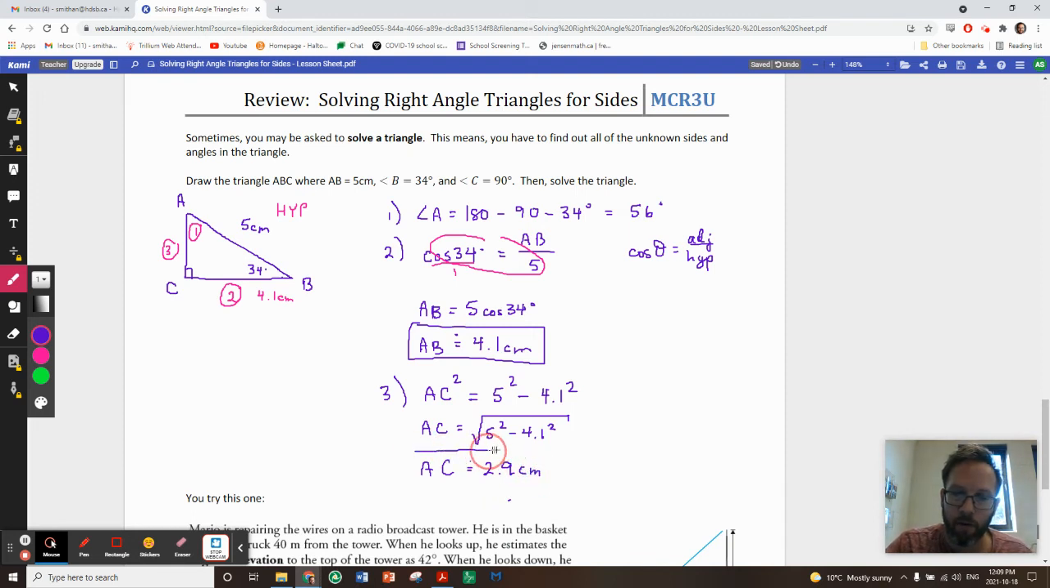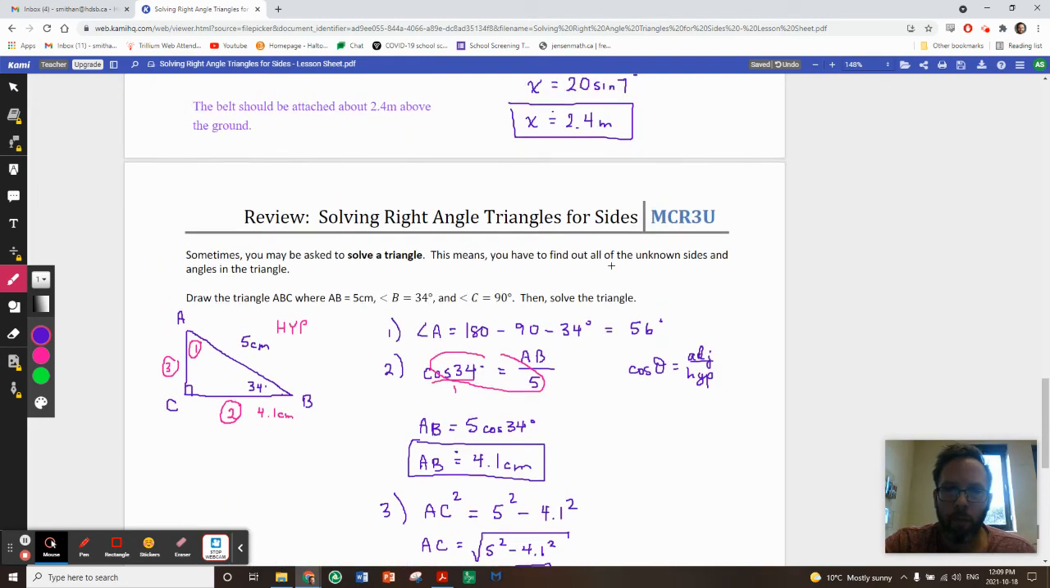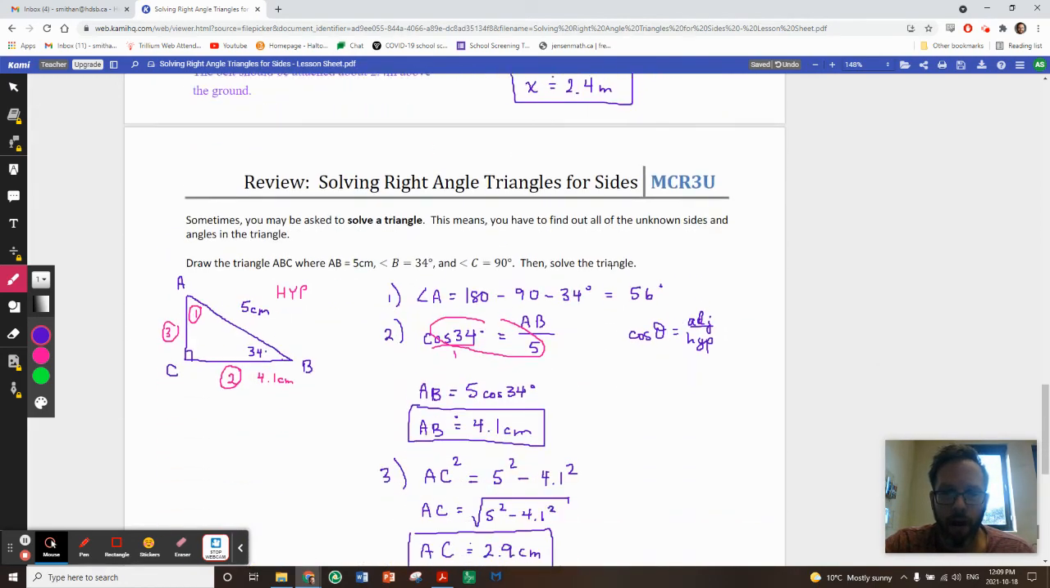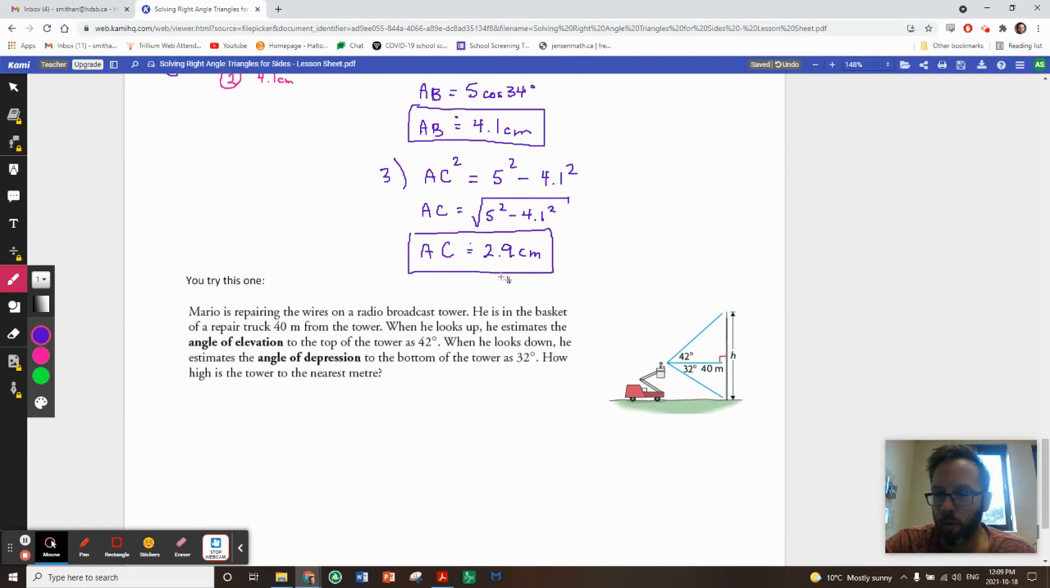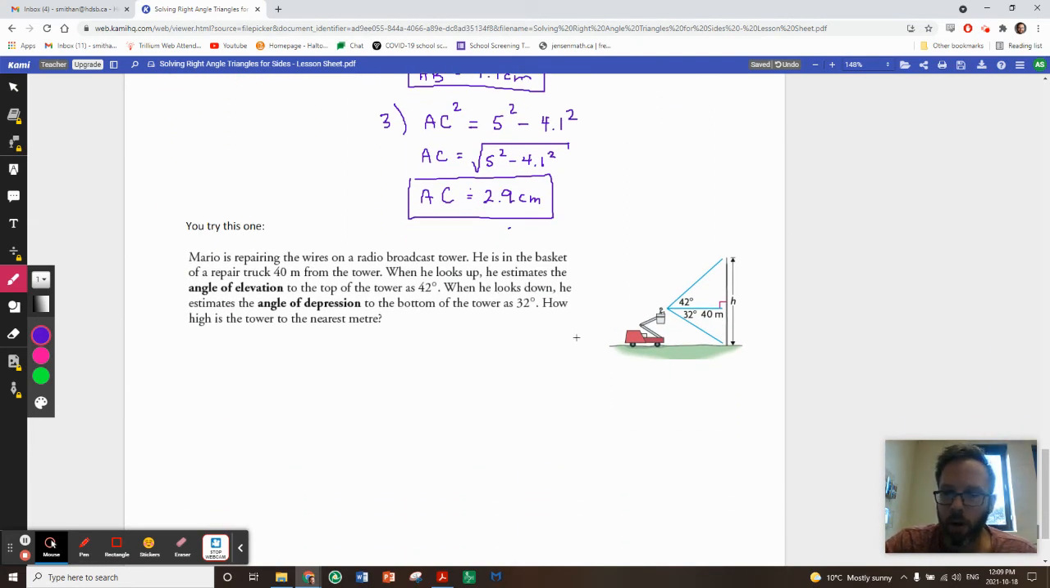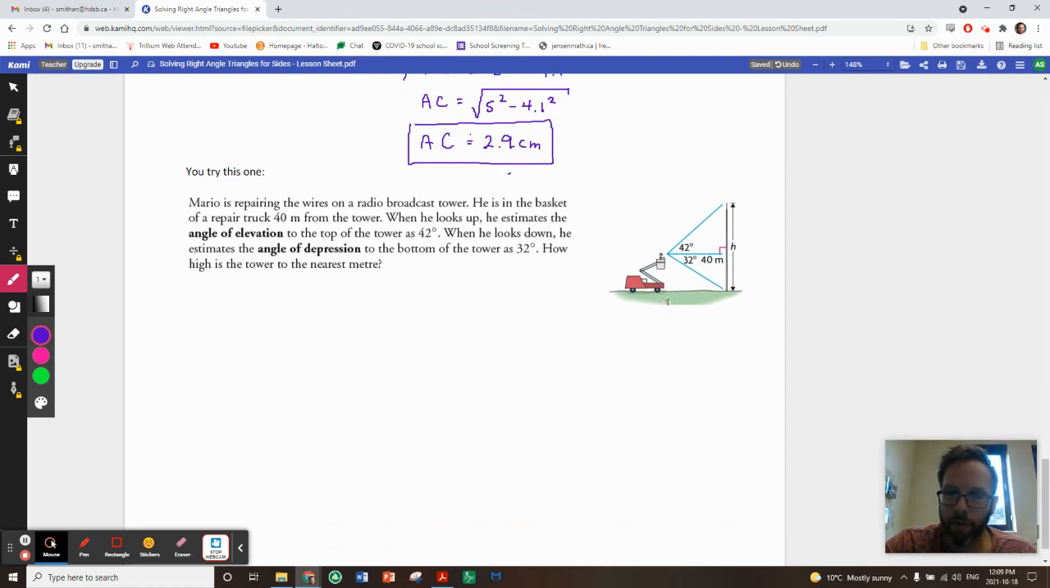Just be advised, guys, if you're solving a triangle, there are often several different strategies. You just got to pick one and go for it. Don't get bogged down by choice. Okay, so we've reviewed using SOHCAHTOA to find sides. We've reviewed what it means to solve a triangle and have done that. Let's do one more. If you want to pause the video and try this on your own, feel free to.